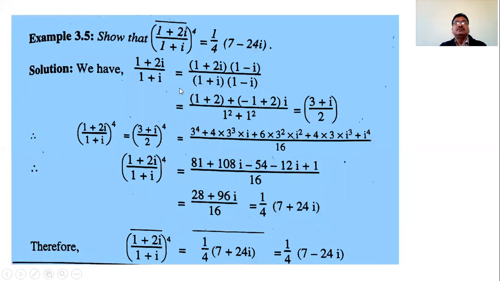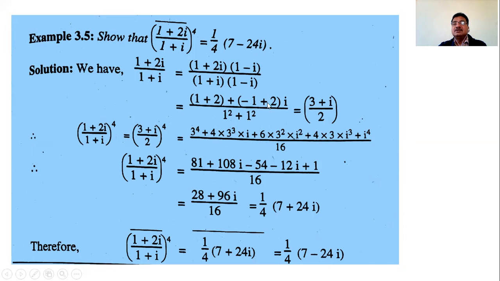Okay, now show that this is equal to this number. So first find (1 + 2i) divided by (1 + i) by rationalizing the denominator. So we have this answer, and then we have to find its fourth power. So this is (3 + i) raised to the fourth power, and the fourth power of 2 is 16. You can find (3 + i) raised to 4 by multiplying (3 + i) four times.